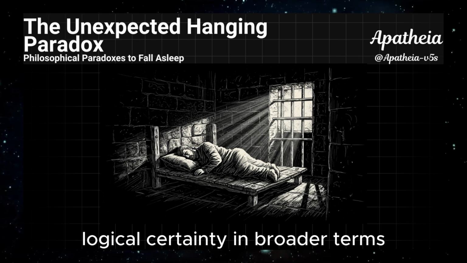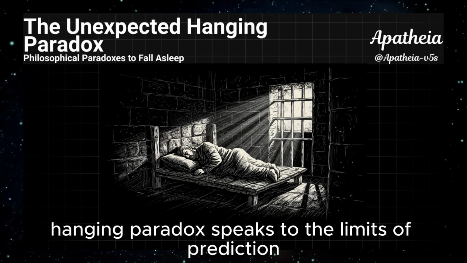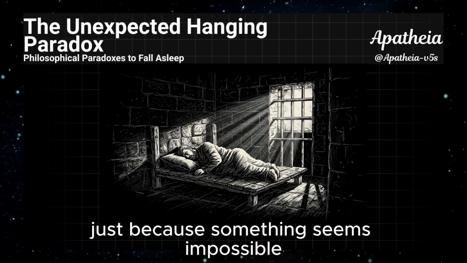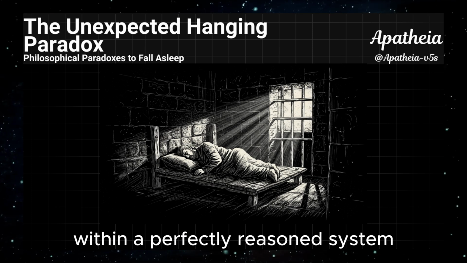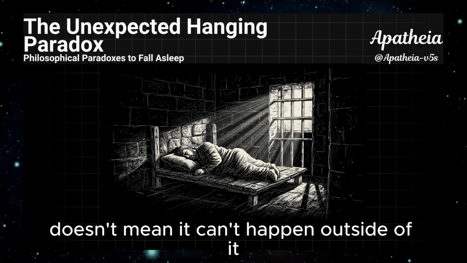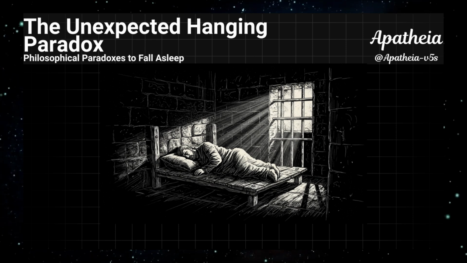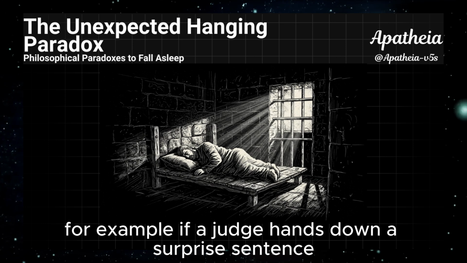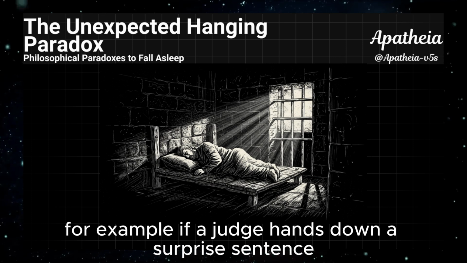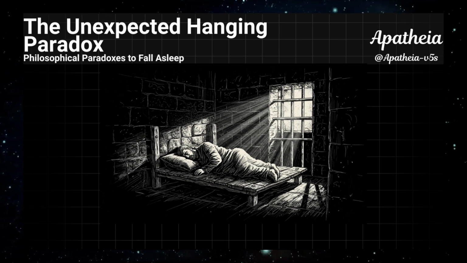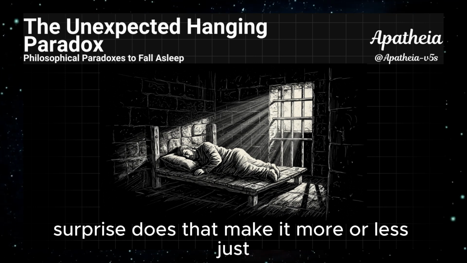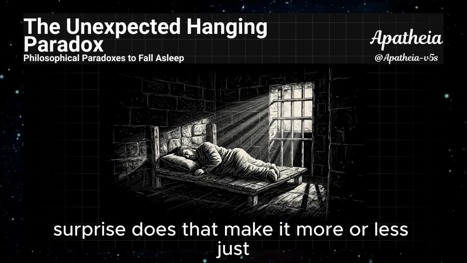In broader terms, the unexpected hanging paradox speaks to the limits of prediction. It reminds us that just because something seems impossible within a perfectly reasoned system, doesn't mean it can't happen outside of it. It's also been connected to legal and ethical questions. For example, if a judge hands down a surprise sentence, can it be fair? If someone's punishment depends on the element of surprise, does that make it more or less just?